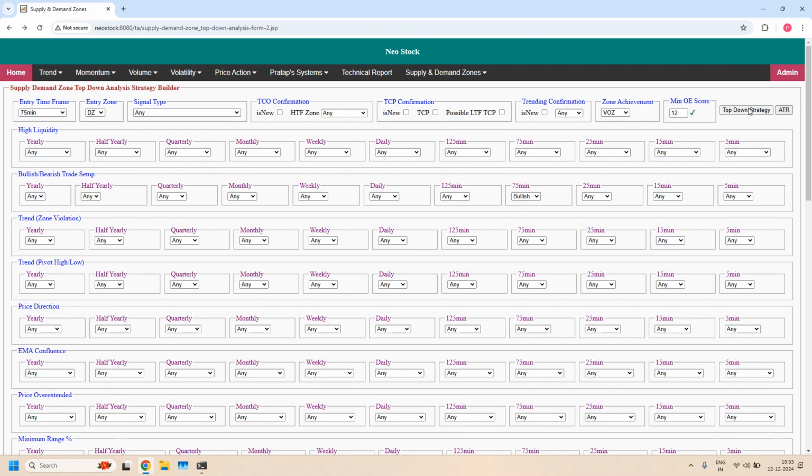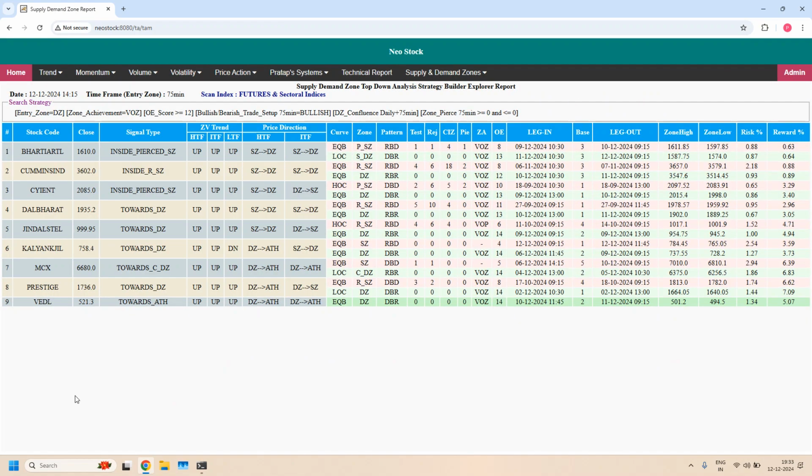With this filter, now we got 9 stocks. In all these 9 stocks, these 75 minutes entry demand zones are part of the daily demand zone. And the daily trend is up in all the stocks. ITF trend is up. If any of these stocks are having a daily EMA confluence, because the 75 minutes demand zone is a part of the daily demand zone, if the daily demand zone is having daily EMA confluence, then they are even more high probability trade setup supported stocks.